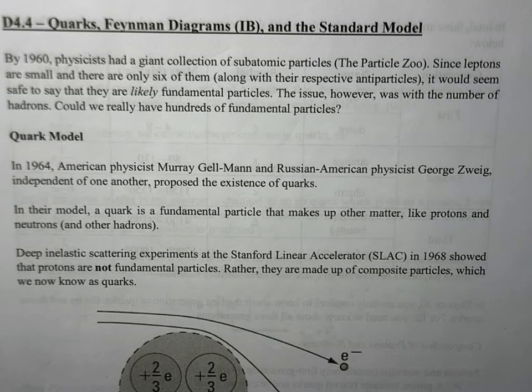By the time the 1960s came along, we had a pretty giant collection of subatomic particles that we defined as the subatomic zoo. Now, we knew about the 6 leptons and their respective antiparticles, so we were pretty confident in saying that these were likely fundamental particles, and that once you got to that lepton, you couldn't get further, you couldn't find anything else inside of it.